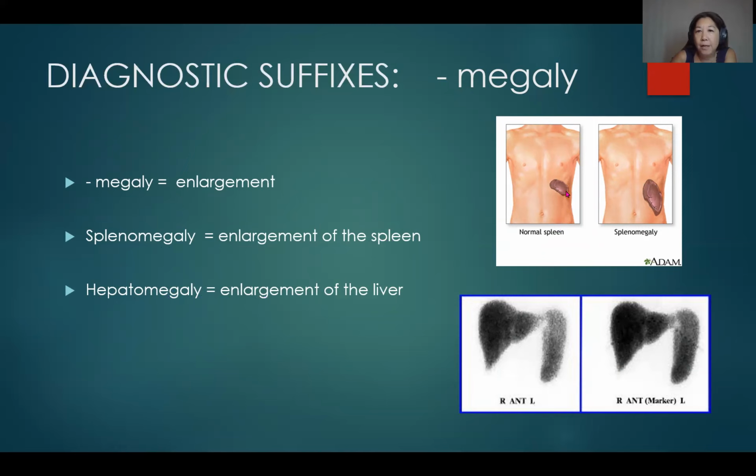So a normal size spleen would look like this. And this is a diagram showing what a patient with splenomegaly might look like. And again, here's one of our liver spleen scans. This patient actually has hepatomegaly, so an enlarged liver, as well as a very large spleen. And normally we would put a marker on the image so that we'd be able to actually do a measurement to confirm that the liver and spleen are enlarged.